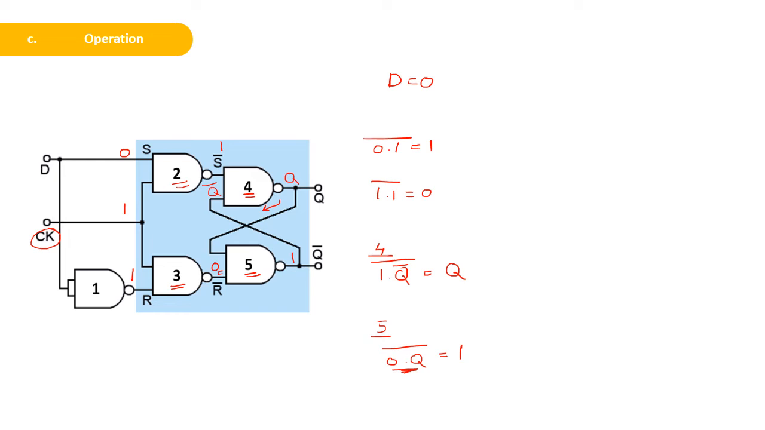This 1 is getting fed back as the input of NAND gate 4. So now the NAND gate 4 inputs are 1 and 1, its complement is equal to 0. So Q will become equal to 0 and Q bar will become equal to 1. So when you apply D equal to 0, you will get Q equal to 0 as the output.